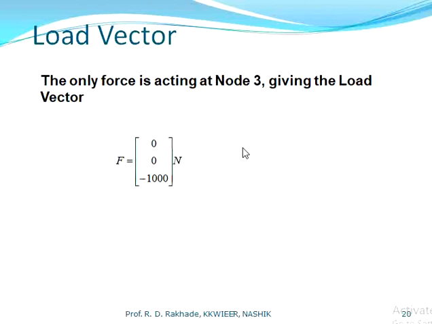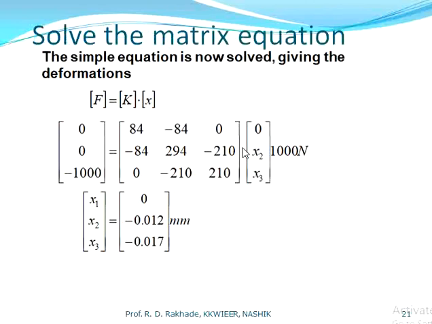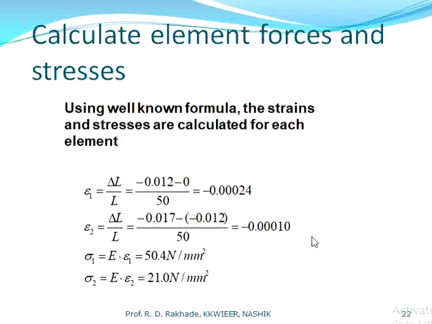In this way, we prepare the global stiffness matrix, then the global displacement matrix and the global load vector or load matrix. Then we solve this matrix equation using Ku equal to F. By applying matrix rules, we can find the displacement at node 1, node 2 and node 3. Then if you know the displacement, we can calculate strain, the change in length upon original length, and if you know strain, we can calculate stresses also.